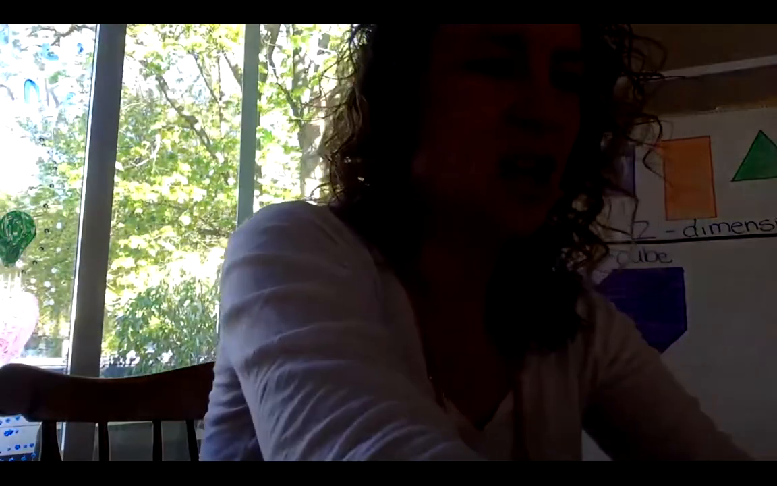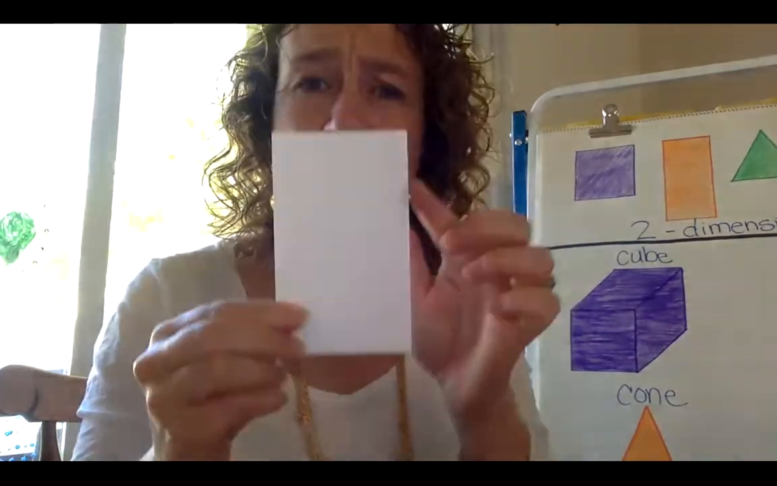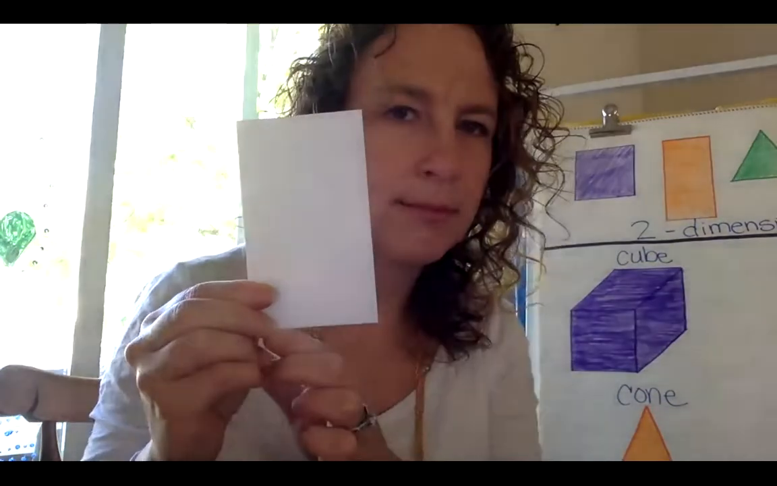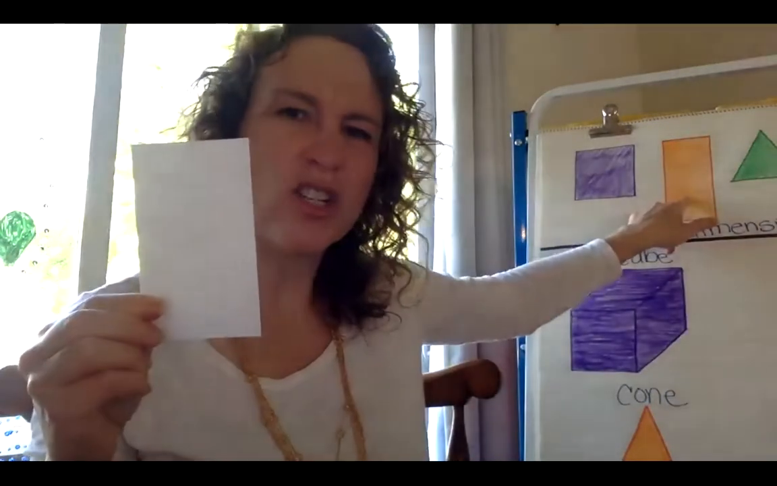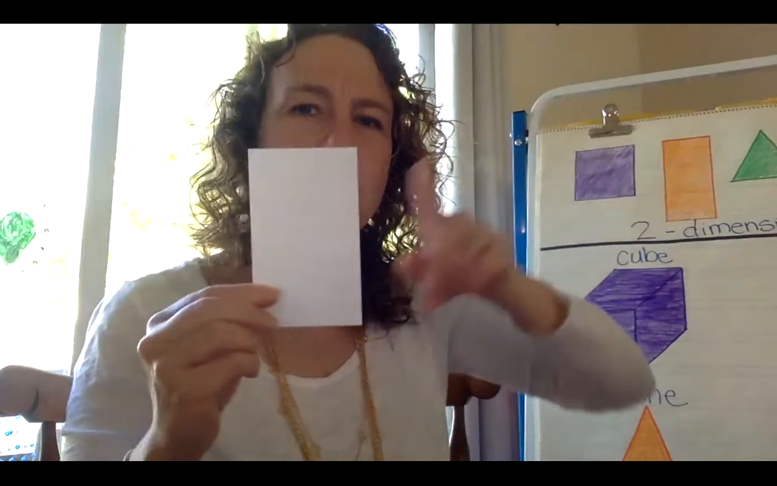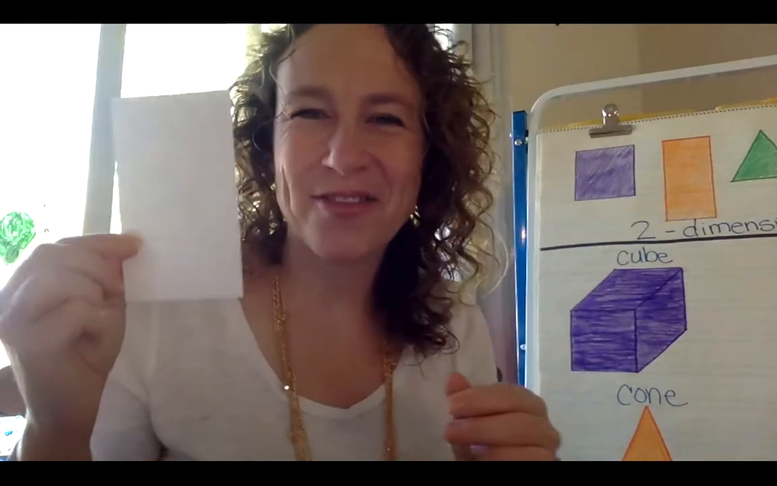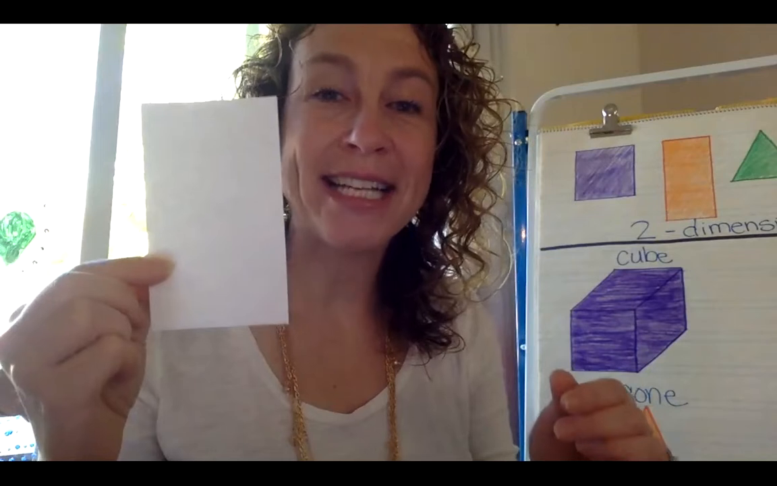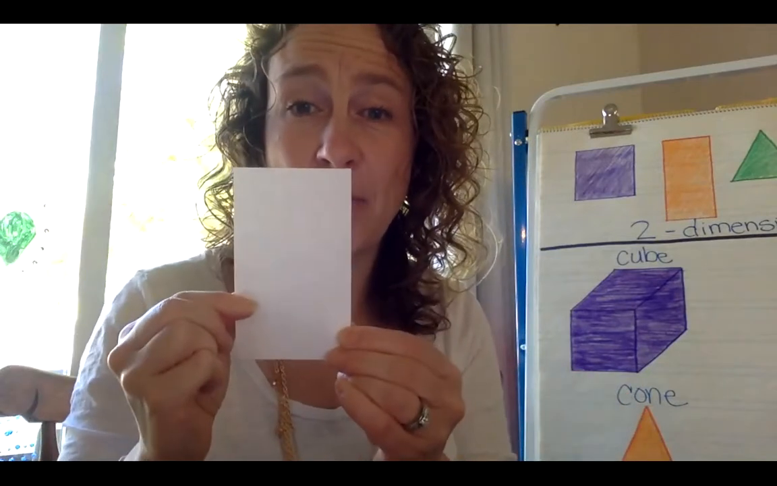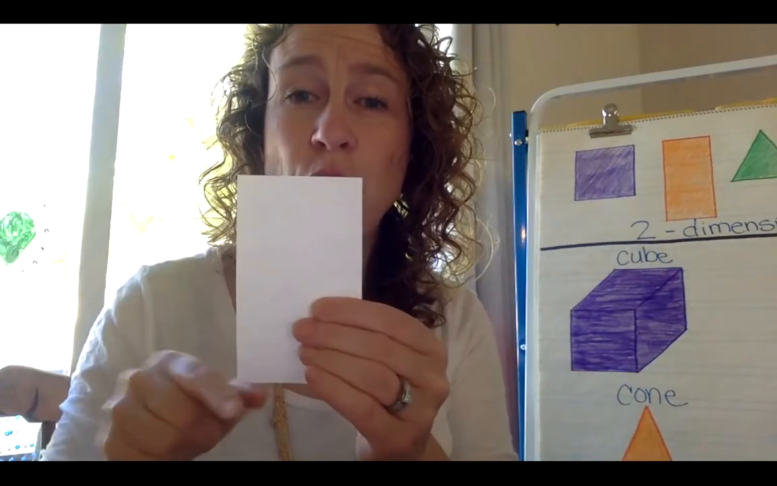I have an index card. My index card, what shape is this? It's a two-dimensional shape. Two long sides, two short sides. This is a rectangle. A rectangle is a flat shape. It is a two-dimensional shape.